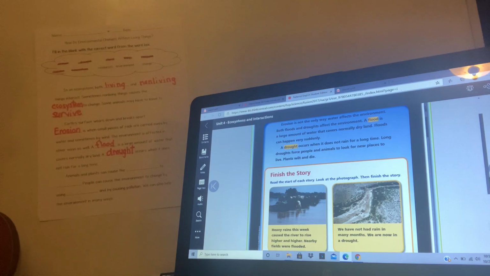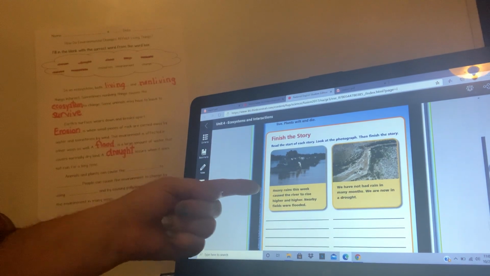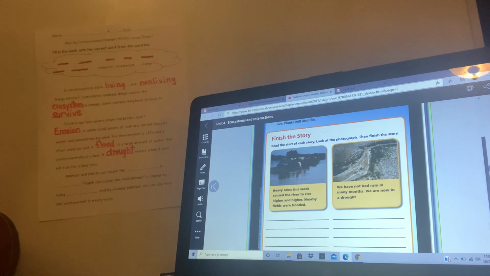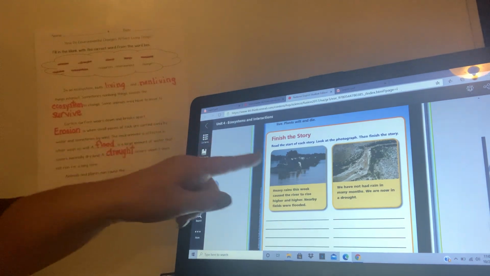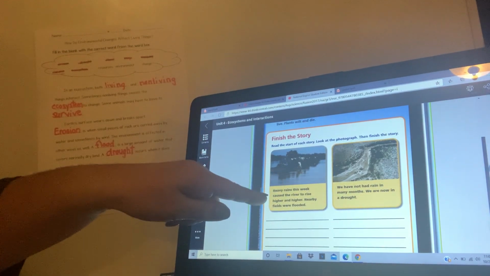And then they gave us two pictures to see the effects of a flood and a drought. This one here says heavy rains this week caused the river to rise higher and higher. Nearby fields were flooded. Remember we talked about how the horses had to find the higher dry land because of all of the flooded areas around it.